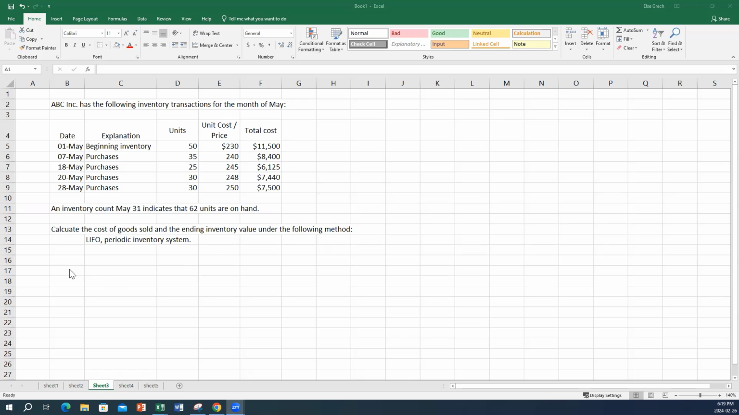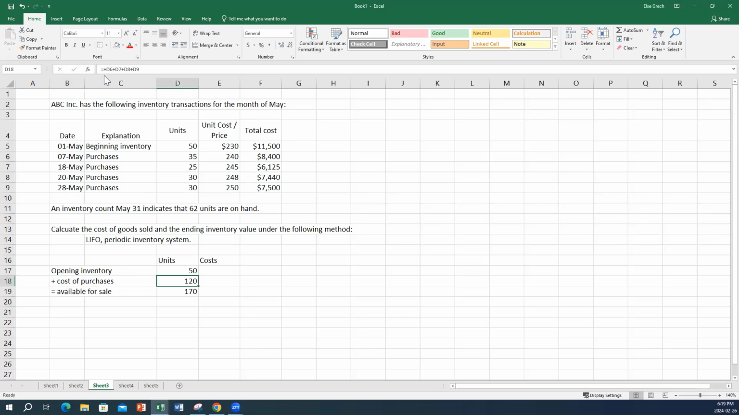So let's begin by looking at the formula we're going to use. We're going to do it using units and costs, but we're going to start with units. So we're going to start with the opening inventory, and we can see that the units are 50 units. We're then going to add in the purchases, either the cost or the units. In this case, I'm going to take the units. So we've got the 35, 25, 30, and 30. Add those two things together. That is going to be equal to the units that were available for sale throughout the period.